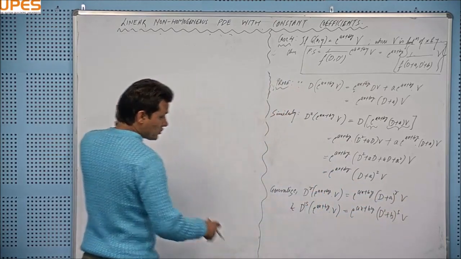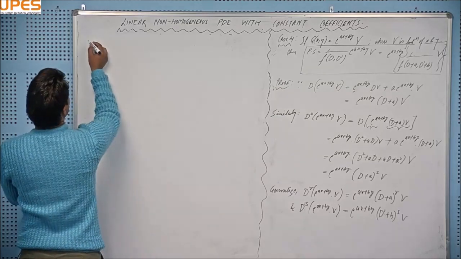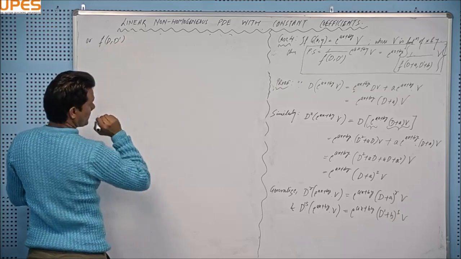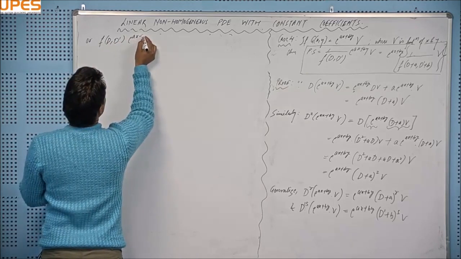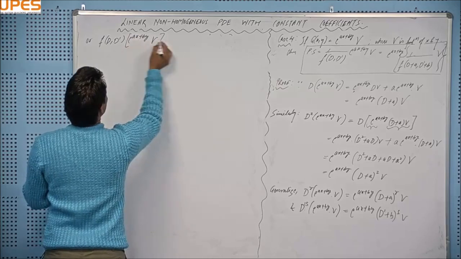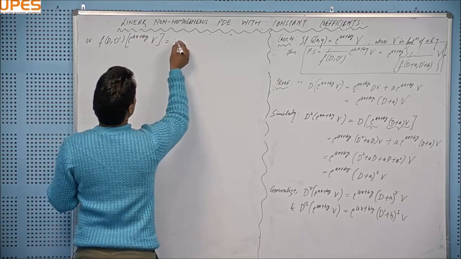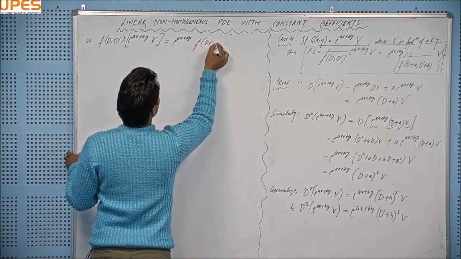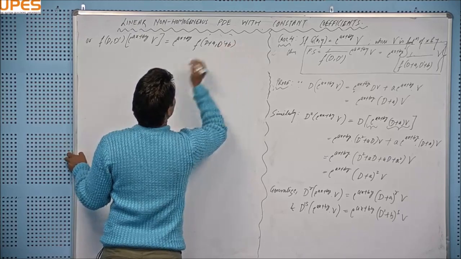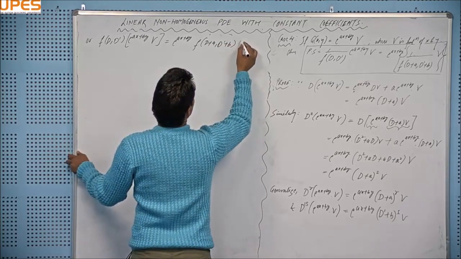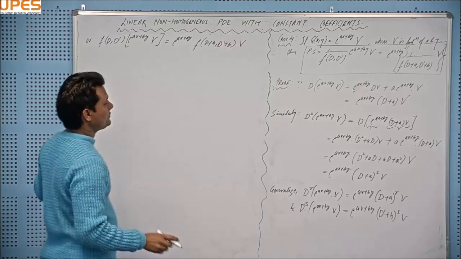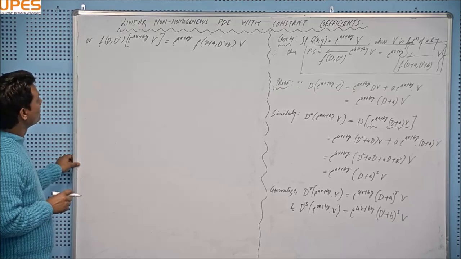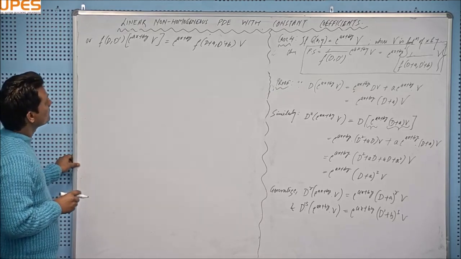Right. So similarly, I want to generalize this in terms of D dash, or I may write f of D comma D dash acting on e to the power ax plus by v, and the answer will become e to the power ax plus by f of (D plus a) comma (D dash plus b) v. Right. Now I think I got the result.